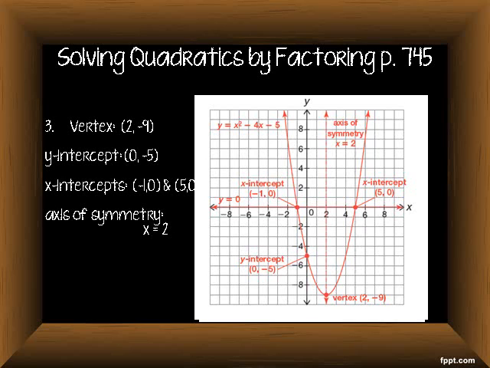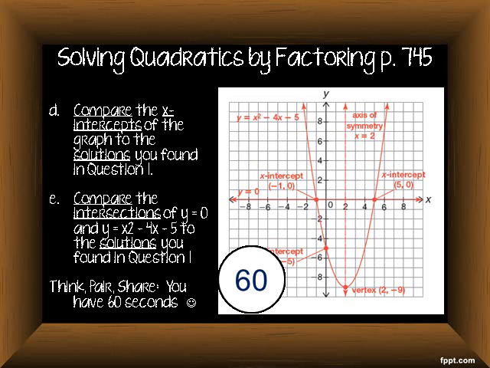While we were at it, we also graphed the line y equals 0. And what we discovered was, as in question D, the x-intercepts of the graph are identical to the solutions we found in question 1. They're the same. And when we find the intersections of y equals 0, in other words, the x-axis, with the original equation, those solutions are also identical. They are also the same.